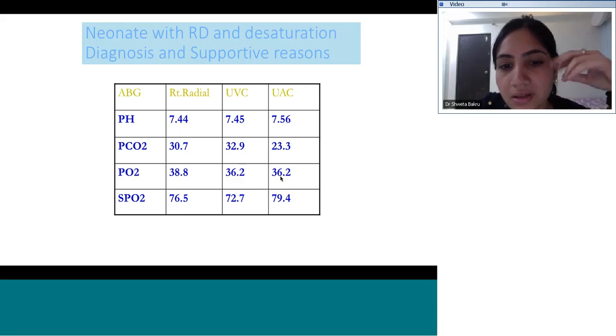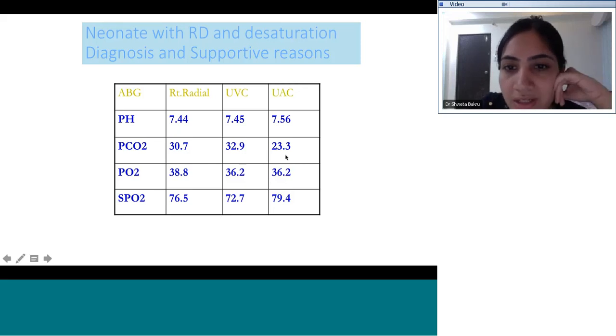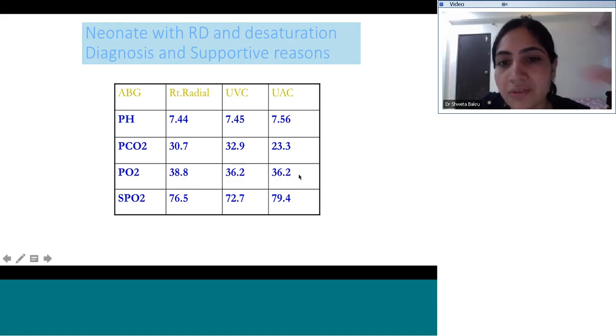And characteristically, what happens in DTGA? If you look at the saturations, the right radial and umbilical artery PO2s are more or less equal. It is 38.8 here and 36 there. So what happens if there is a ductus arteriosus? The lower limb saturations can be mildly better than the upper limb saturation. But is that happening here if there is a large ductus communication?